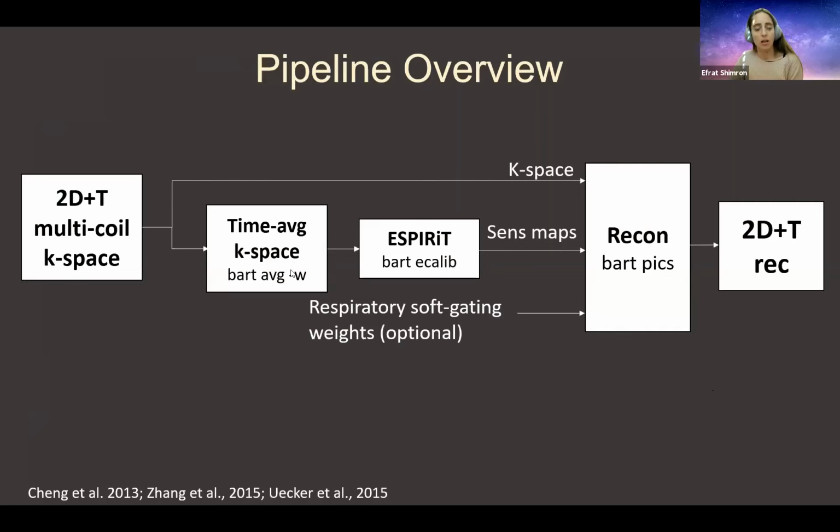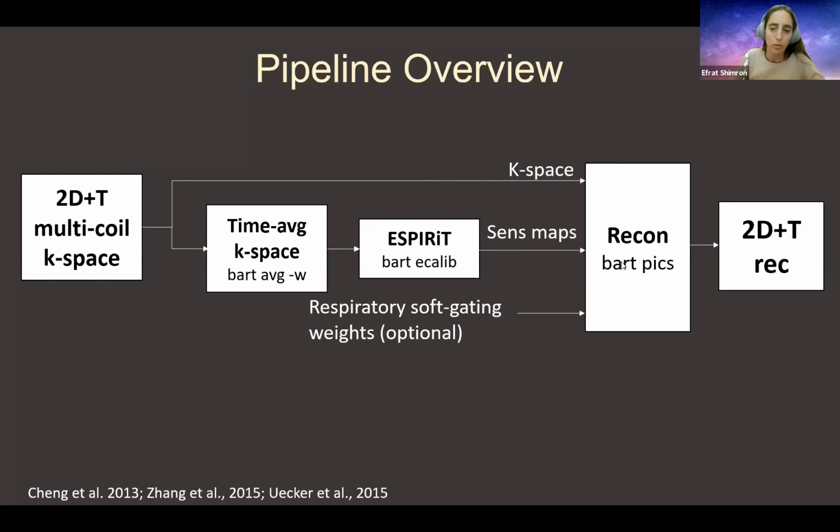Okay. Now, let's have an overview of the reconstruction pipeline. So we have 2D plus time k-space data from a multi-coil acquisition, where multi-coil refers to parallel imaging. And by the way, this can also be single coil, of course. You don't have to have multi-coils. And so we wish to reconstruct a series of images from this k-space data. The main tool for doing that with BART is the bart pics command that we will go into in this presentation and later in the tutorial.